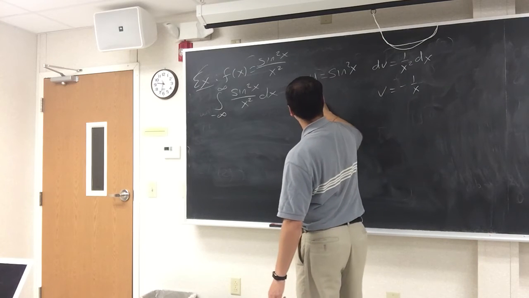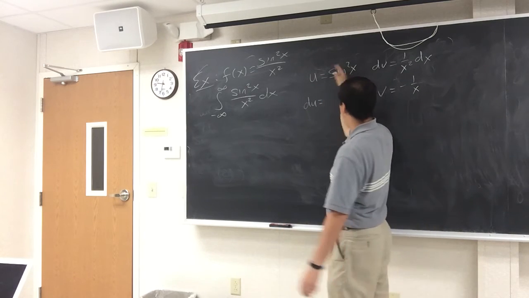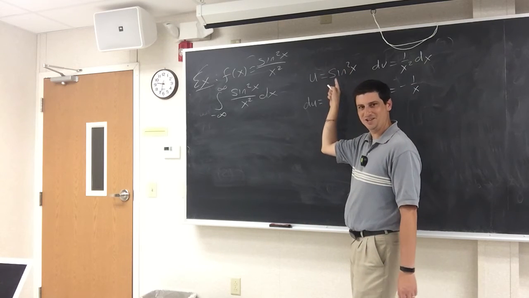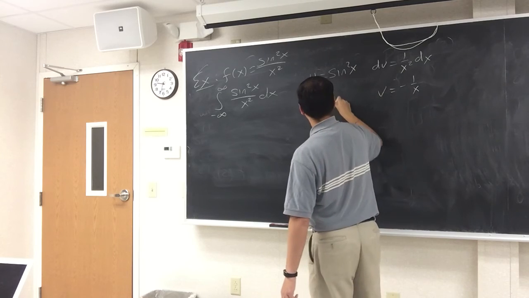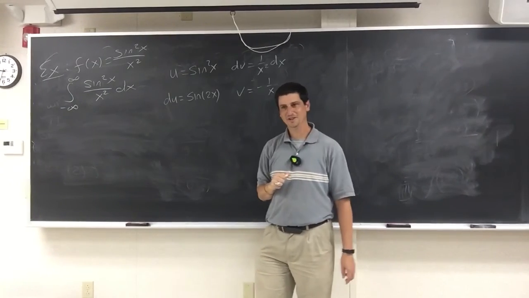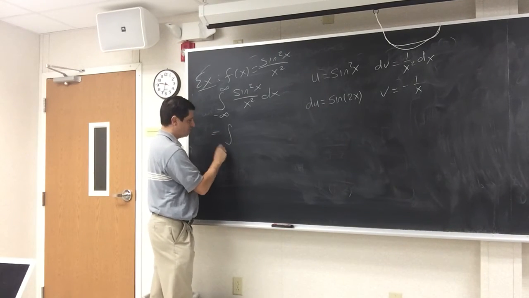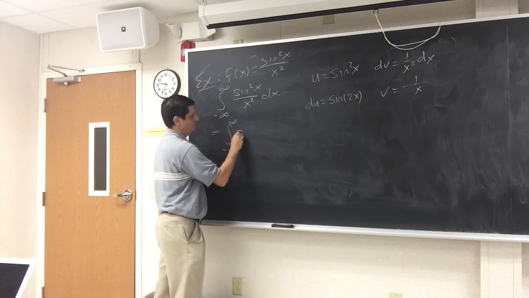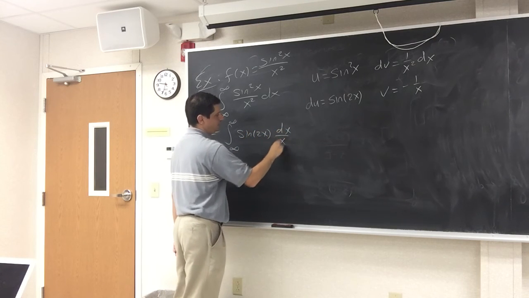What is du? It's 2 sine x cosine x. But 2 sine x cosine x is the same as sine of 2x. Okay? This is the same as the integral from minus infinity to infinity of sine of 2x dx over x.